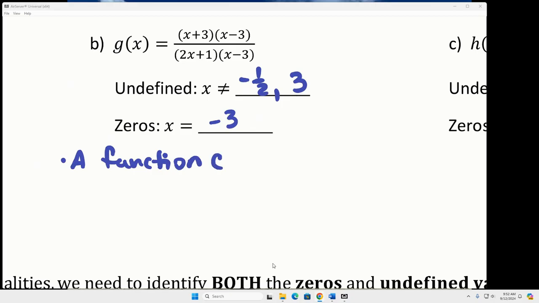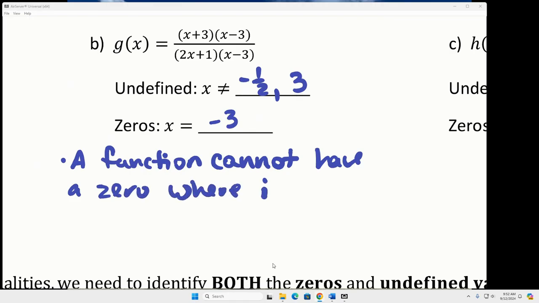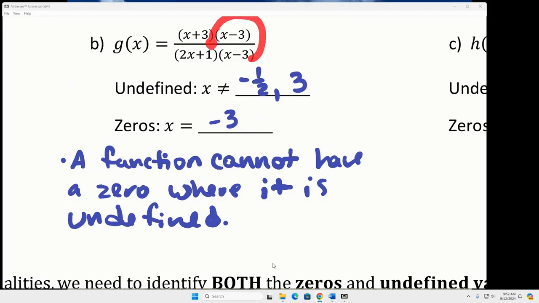So a function cannot have a 0 where it is undefined. In the next lesson we do, we're not going to actually do it until Monday. We'll start talking about what happens there when they have this common factor.